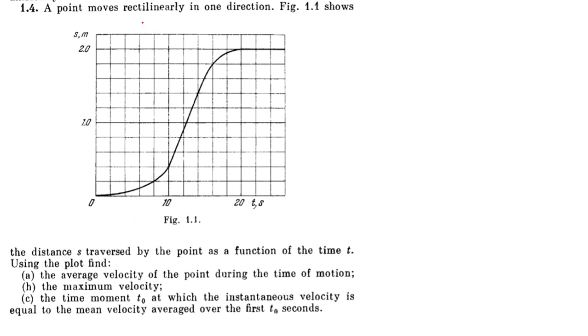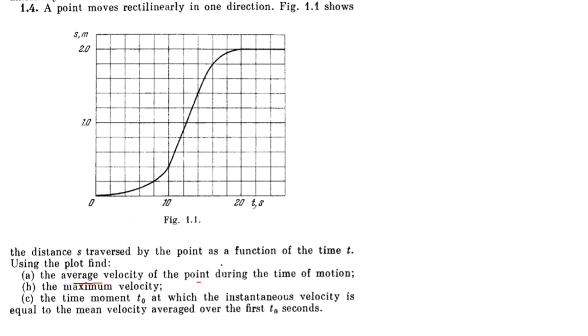A point moves rectilinearly in one direction. The figure shows the distance s traveled by the point as a function of time t. So this is the distance-time graph of the particle which is moving in a straight line. We are asked to find, from this graph, the average velocity of the point during the time of motion.